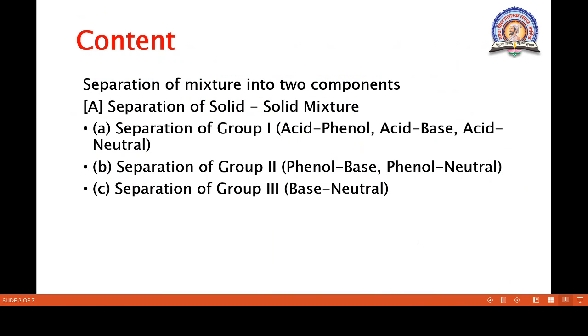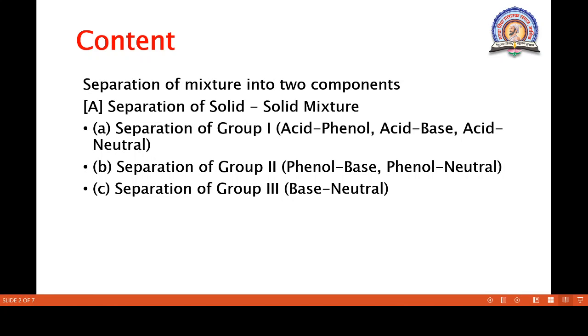So this is the content of today's lecture. Separation of mixture into two components. We know that there are three types of nature of the compound: solid solid, solid liquid, and liquid liquid. So we have to separate that nature. Solid solid means we have to separate two solids into two different components. In the same way, we are going to separate solid liquid and liquid liquid. In this lecture the content is the separation of solid solid mixture.